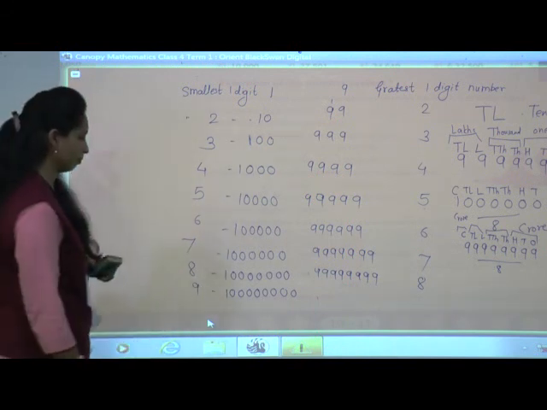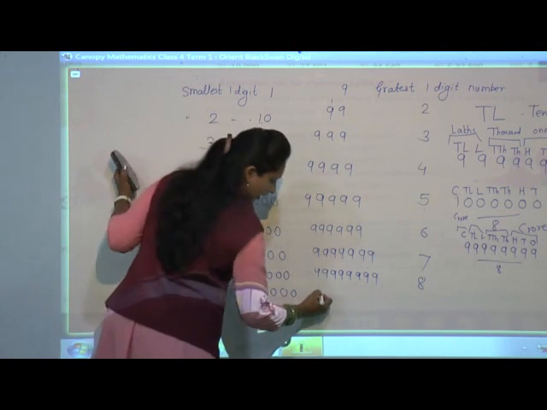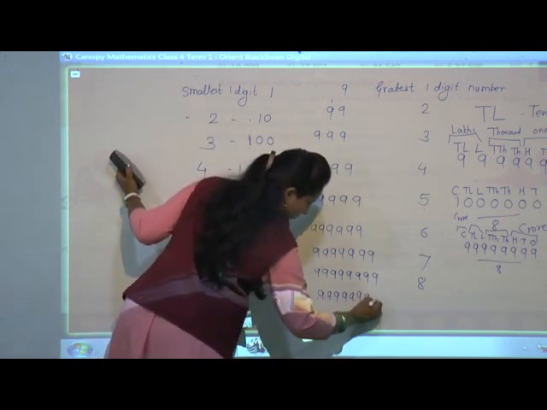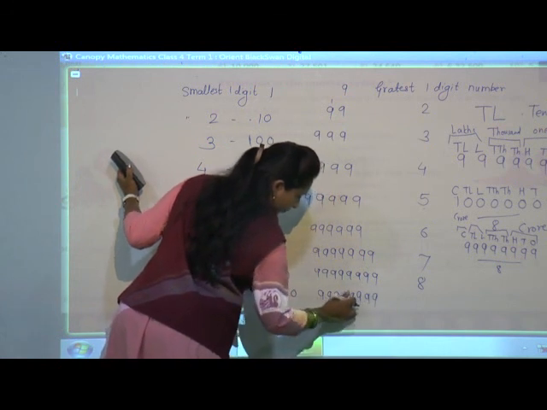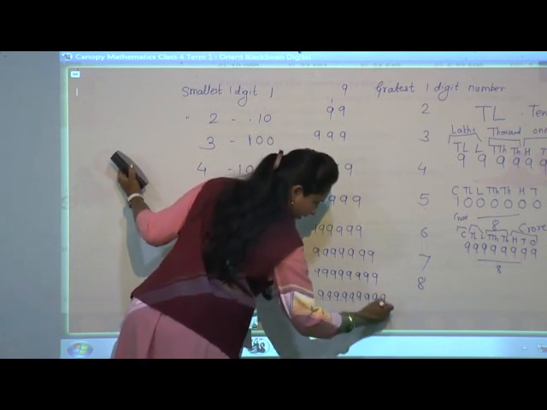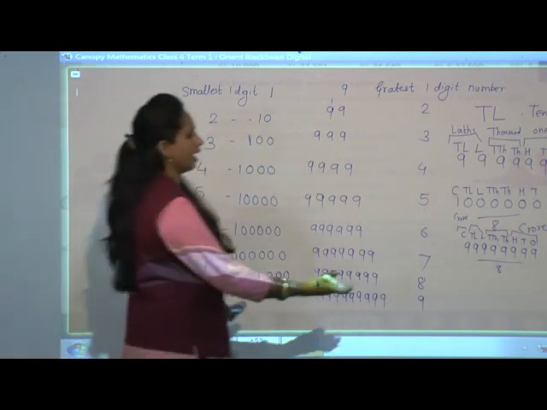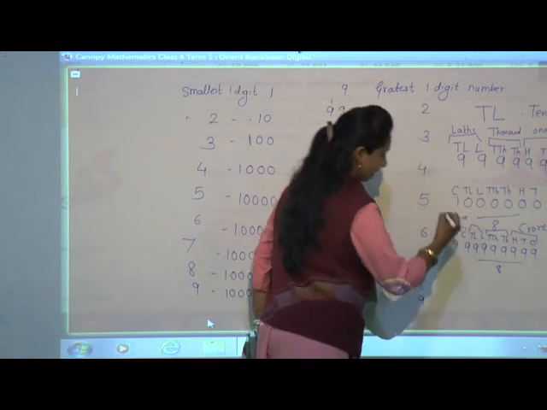Smallest 9-digit number. Again in the same way, greatest 9-digit number. So repeat 9 times: 1, 2, 3, 4, 5, 6, 7, 8 and 9. This is the greatest 9-digit number. I'll add here only. Okay, greatest.